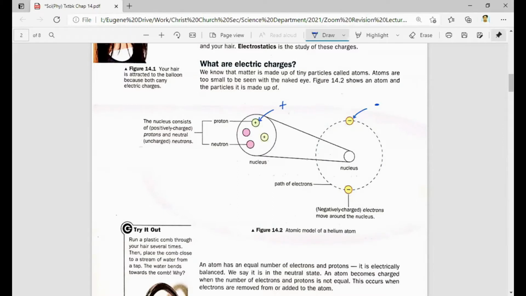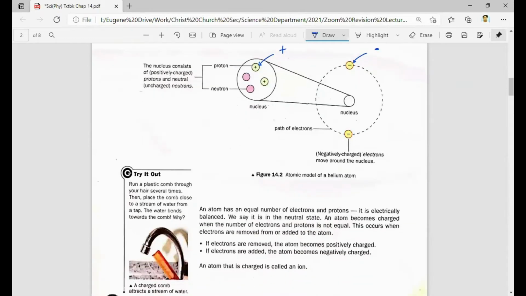But generally, atoms are not charged. Why? Because atoms have an equal number of electrons and protons, and since the numbers are equal, we say that they are electrically balanced. In chemistry, the term used is electrically neutral, so just take note of that term. In physics, an equal number of protons and electrons means that it's electrically neutral. It is neither positively charged nor negatively charged.